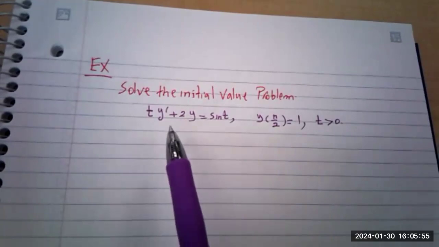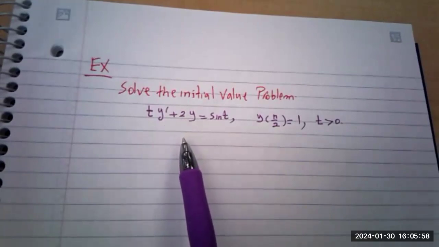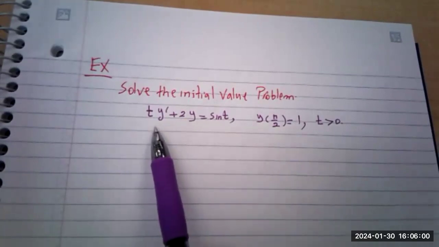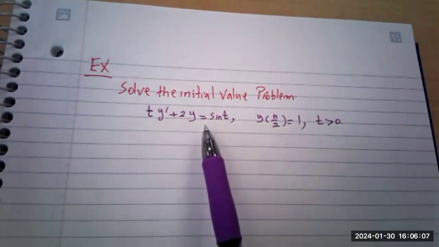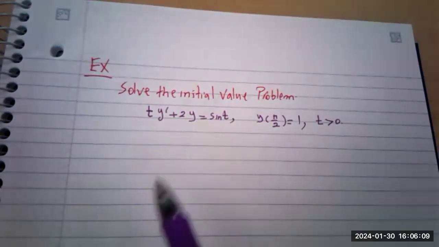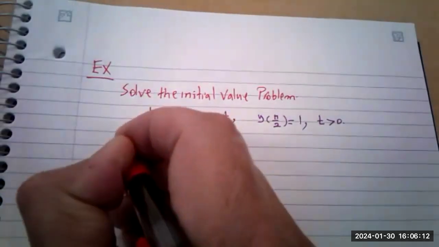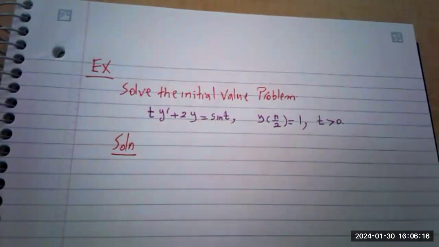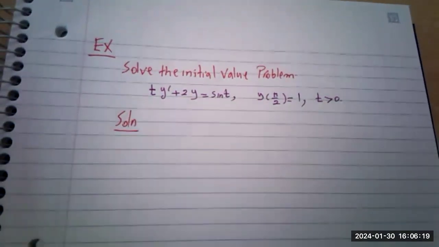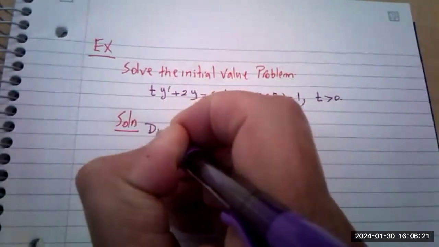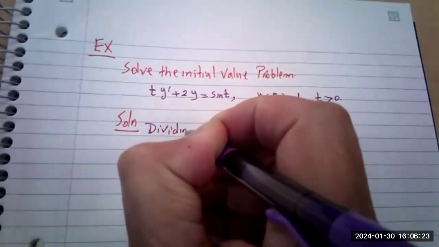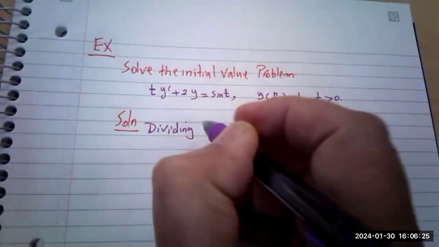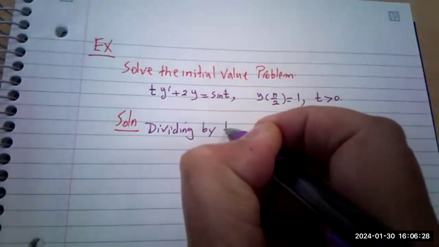As you can see, it's linear, but it's not in standard form. The first thing to do is you always should have a monic, we call it. The coefficient of y prime must be 1. So first thing to do, you have to divide it by t. So the solution, first, we are going to change it to the standard form by dividing. Divide by the independent variable, which is t rather than x. Dividing by t.